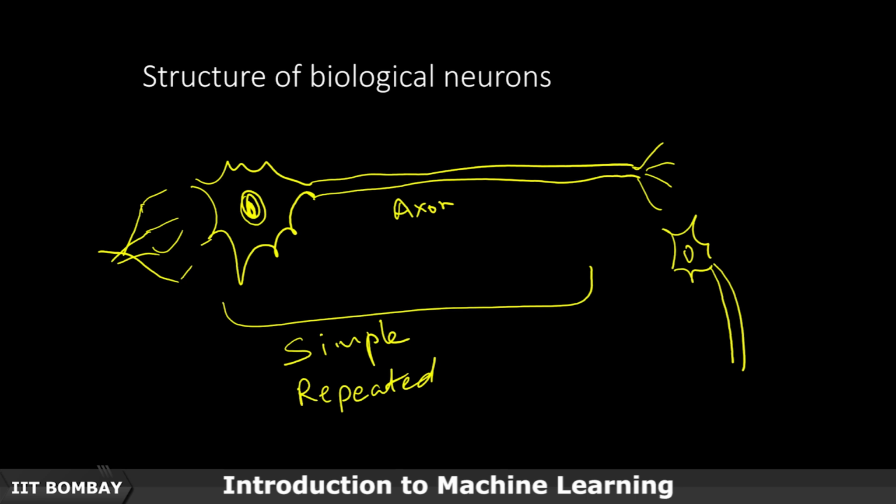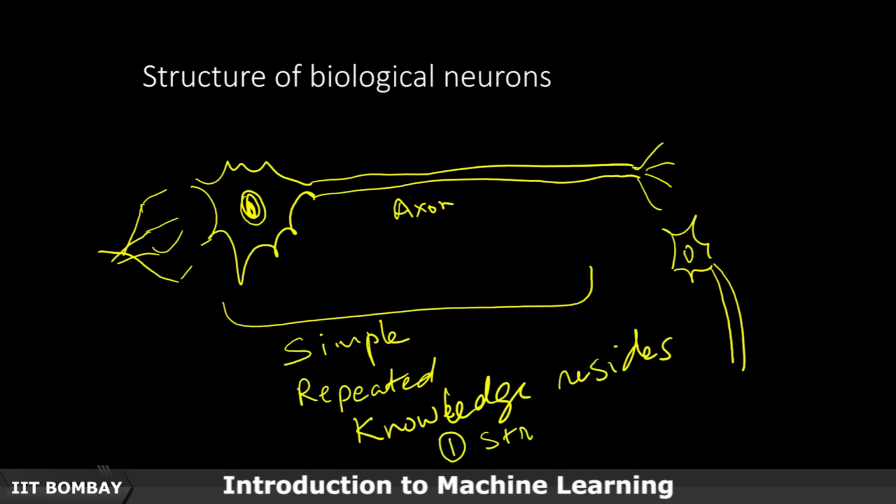So all that is controlled by a network of neurons which are by themselves very simple cells, but when they are connected together, the information, the knowledge, resides in the connections. Knowledge resides in two things: one is the structure of connections, and the other is the strength of connections.